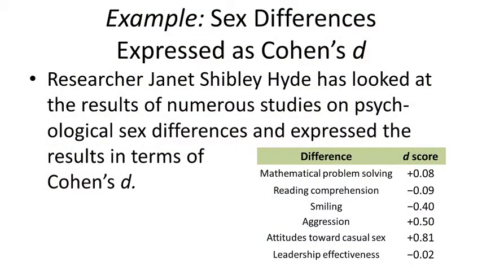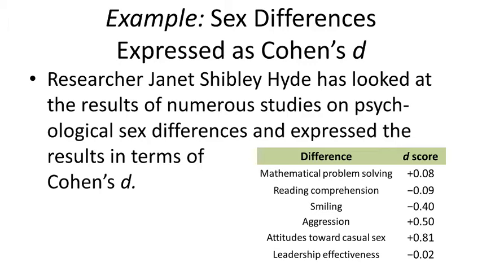Now, here's an example of what I mean by the importance of measuring the size of the difference. This researcher, Janet Shibley Hyde, looked at the results of numerous studies on sex differences, expressed in terms of Cohen's d. So think back to those standards I just mentioned. A Cohen's d of 0.8, that's a strong effect, that's a large effect. 0.5 would be a medium effect, and 0.2 would be a small effect.